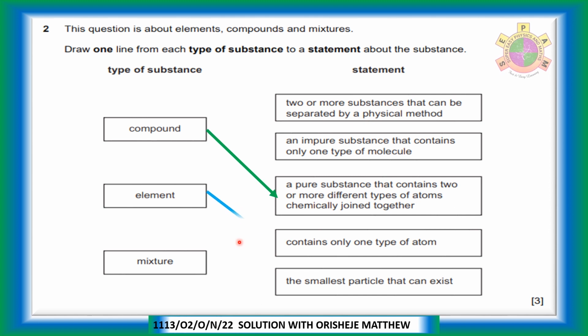Then the next one is element. An element contains only 1 type of atom. Examples are sodium, hydrogen, carbon, nitrogen, oxygen. Those ones are elements. They have only 1 type of atom. Then the next one is mixture. A mixture is 2 or more substances that are put together that can be separated by a physical method. The 2 materials that are together in a mixture are not chemically combined.